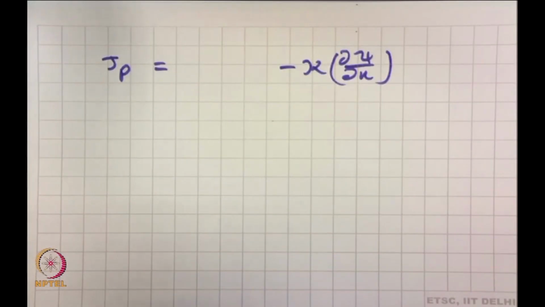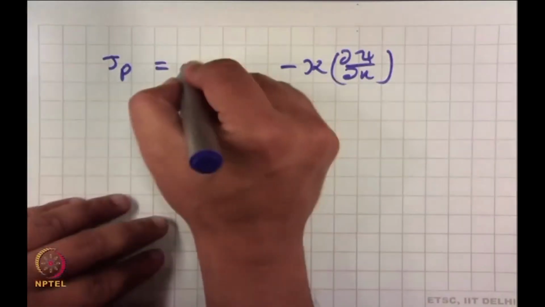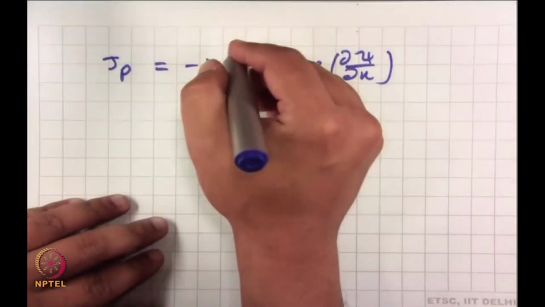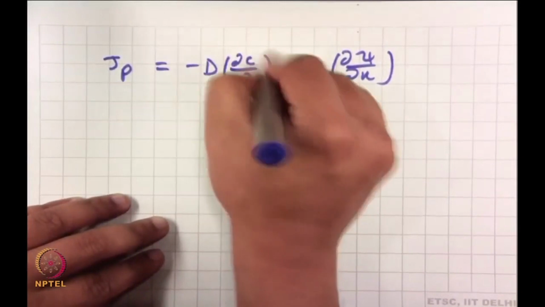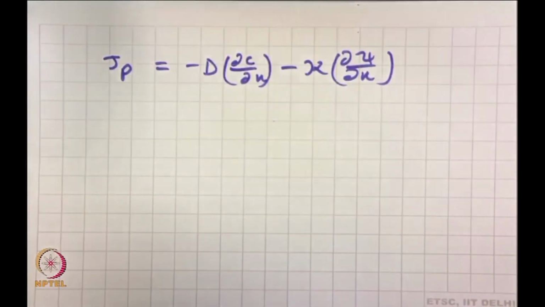Now, what is the other term? It should be coming from where? Minus d, then del C by del x. And remember, we are all considering this in one dimension.